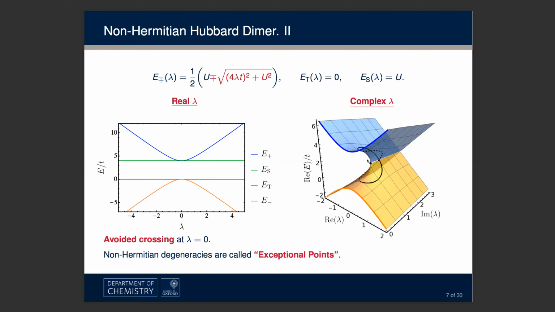So these non-Hermitian degeneracies are known as exceptional points. And the really incredible thing about them is that if you follow a pathway around an exceptional point, we'll move from our ground state energy surface to our excited state surface. So we can swap.